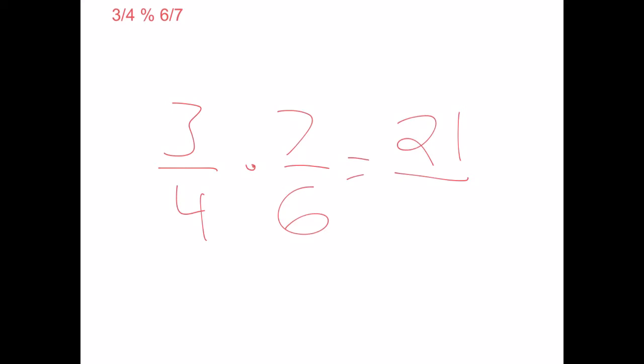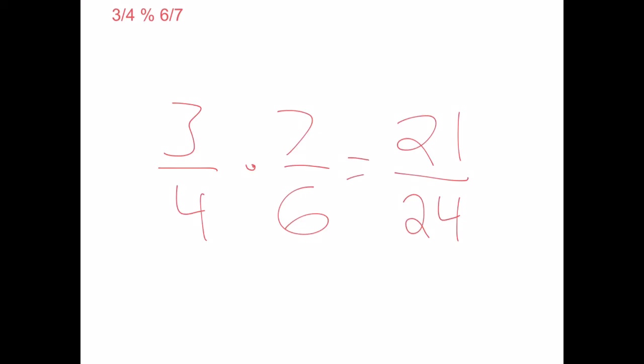So the first thing you want to do is you want to write out your fractions. So 3/4 divided by 6 over 7. Then, after you wrote that, you want to do 3/4 times 7 over 6, which equals 3 times 7 is 21 over 6 times 4, which would be 24. So that would be 21/24.